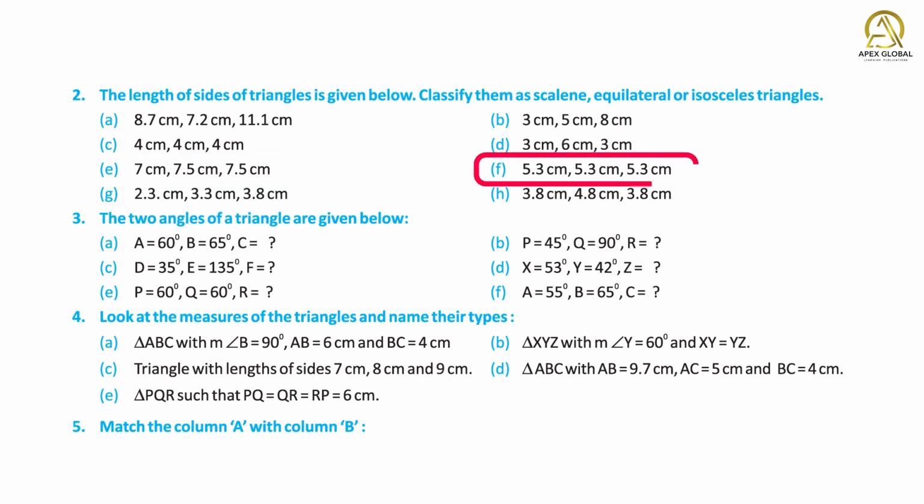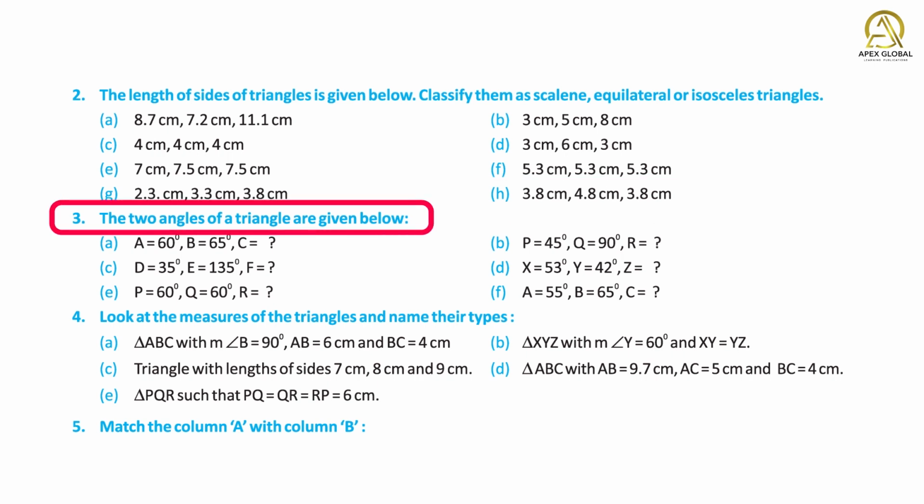Isosceles. F. 5.3 cm, 5.3 cm, 5.3 cm. Solution. Equilateral triangle. G. 2.3 cm, 3.3 cm, 3.8 cm. Solution. Scalene triangle. H. 3.8 cm, 4.8 cm, 3.8 cm. Solution. Isosceles. Question 3. The two angles of a triangle are given below.